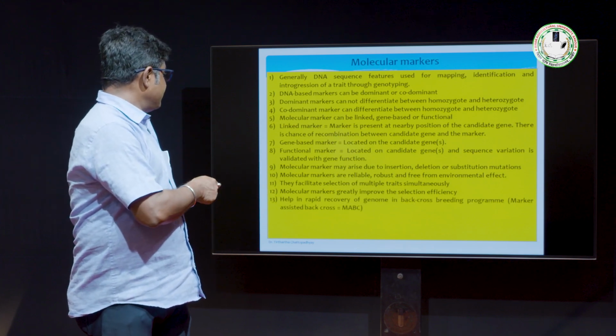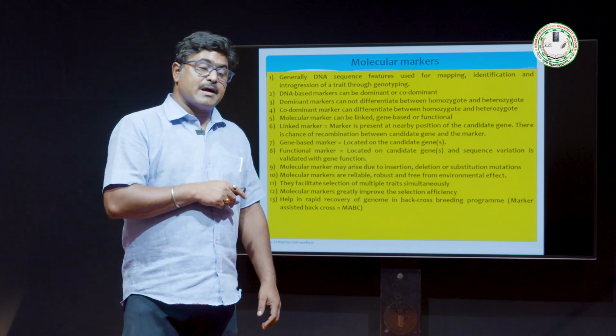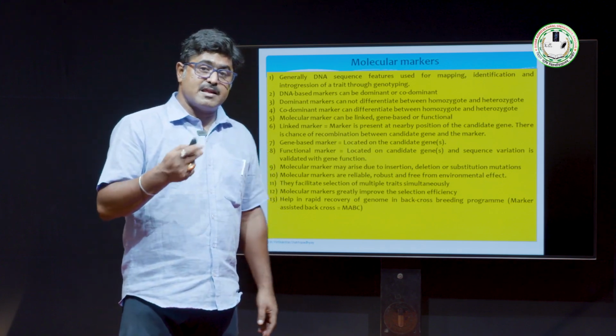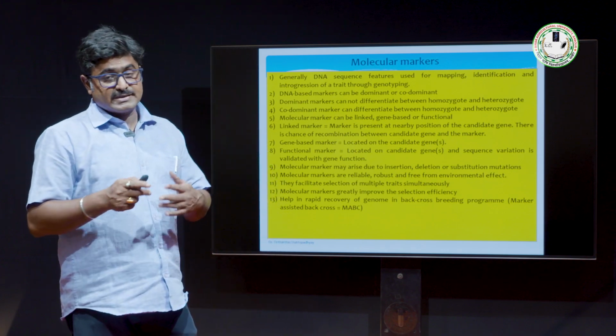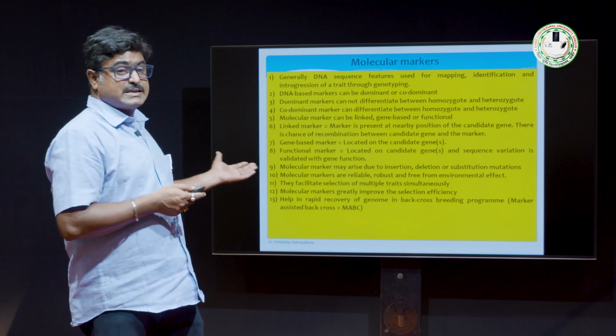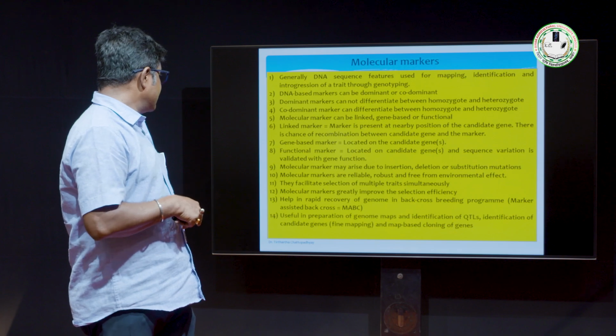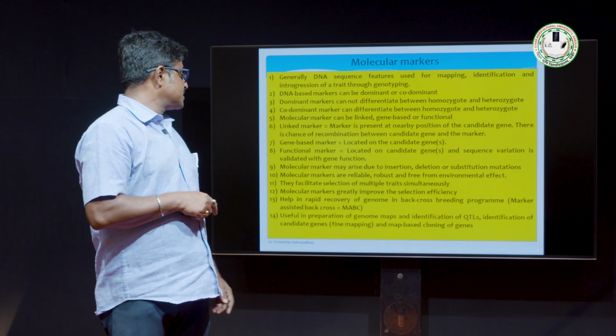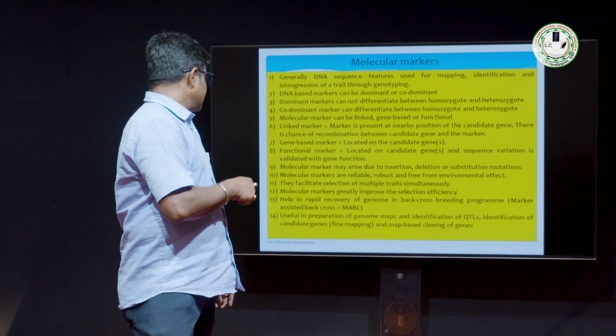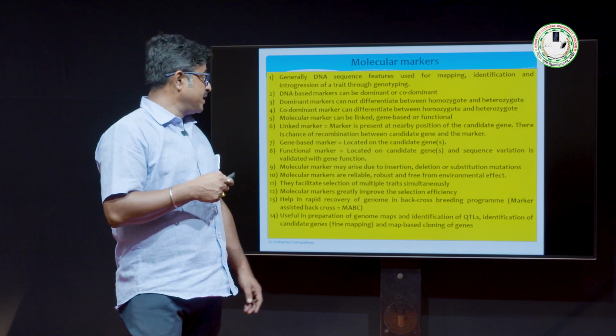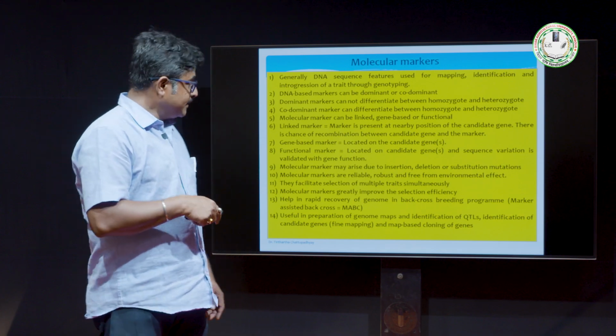So it helps in recovery of the genome in a back cross breeding program, MABC. I will be taking another lecture on MABC where I will be discussing how the molecular markers help in background genome recovery when you go for marker assisted back cross breeding. They are also useful in preparation of genome maps and identification of QTLs, identification of candidate genes through fine mapping, and map based cloning of genes.